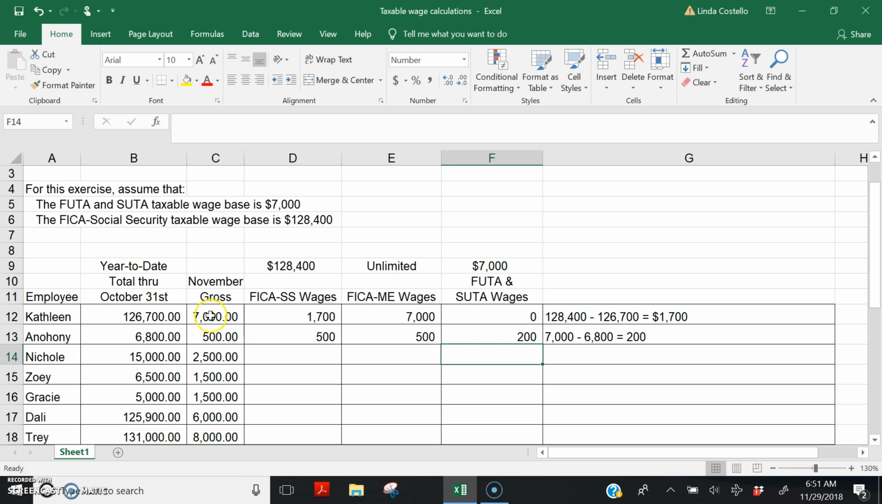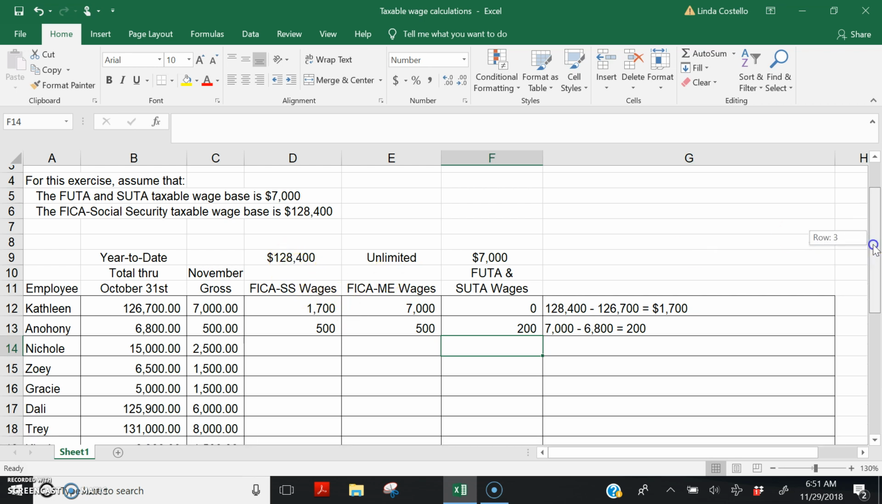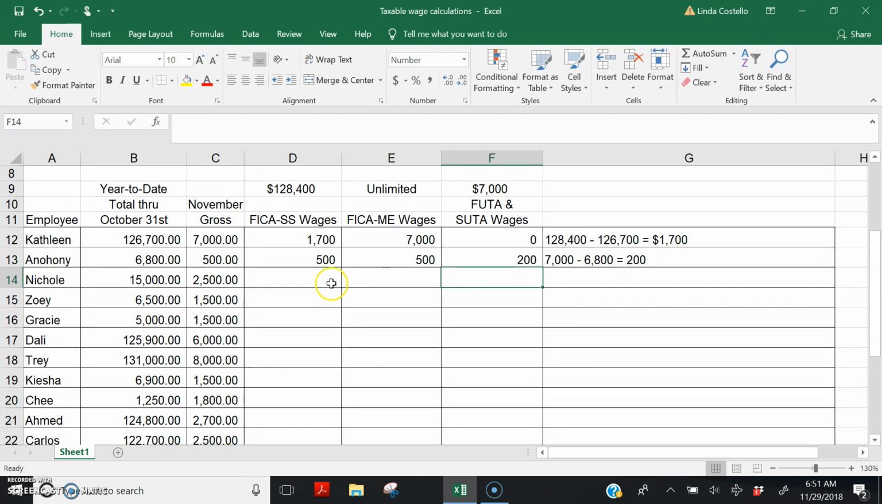Nicole. Before November, Nicole had already earned $15,000 in gross wages. This is not even close to the FICA Social Security wage base of $128,400. Accordingly, all of her $2,500 gross wages for the month of November is subject to Social Security tax. So put $2,500 in that column.